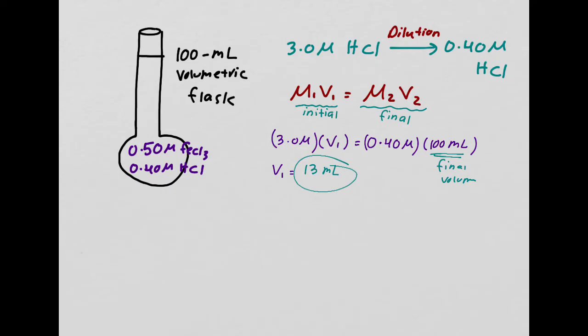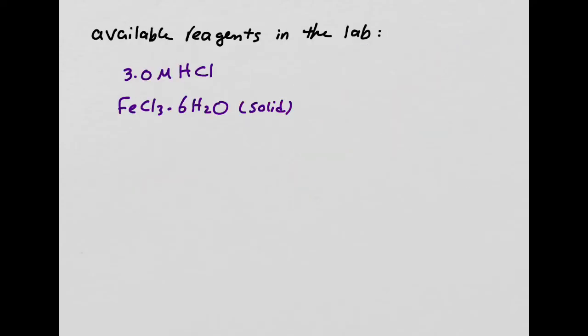But remember, I also have iron 3 chloride. How do I do that? If you go back to the available reagents, we had a 3 molar hydrochloric acid. That's the liquid. We did a dilution, and we know how to make that. This one is a solid.